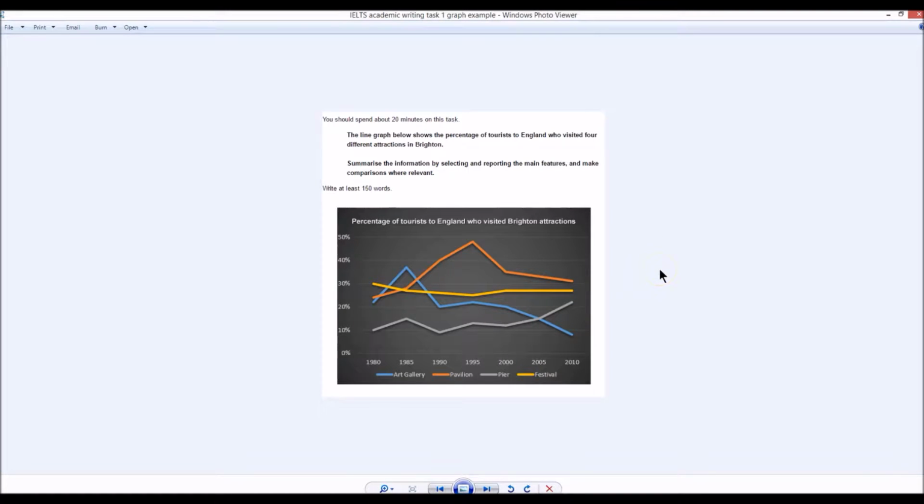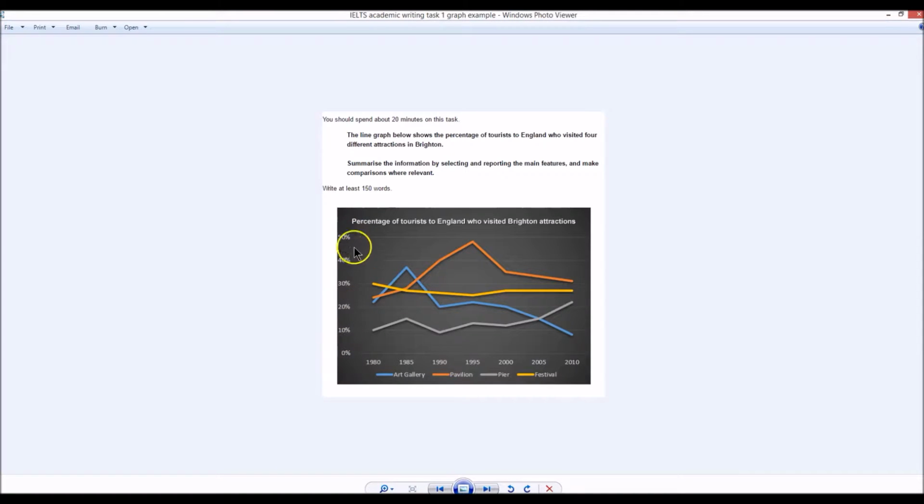So, what you do first, it's a good idea to make a plan. It doesn't need to be a very extensive plan because it's not an essay. There's no main ideas or reasons or examples. Instead, we just have to spend a bit of time making sure we understand it. So if we look at the axes, we've got a 30-year period. 1980, 2000, 2010, okay.